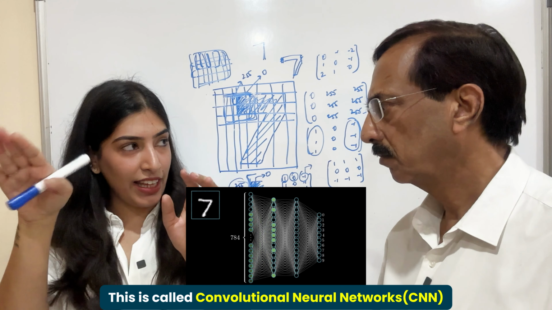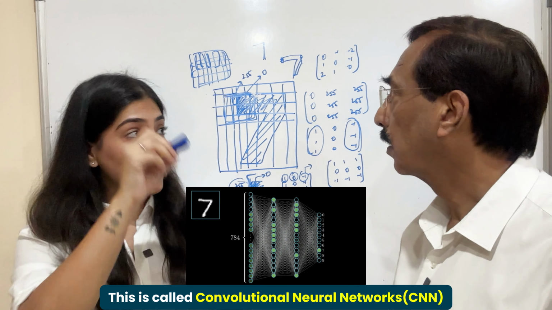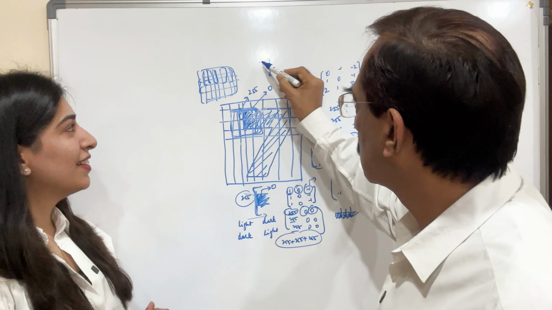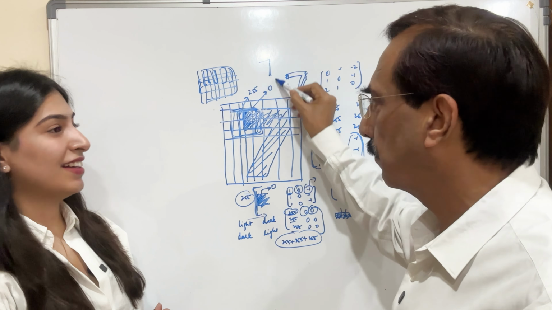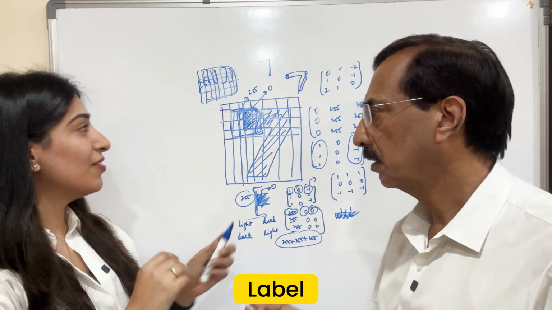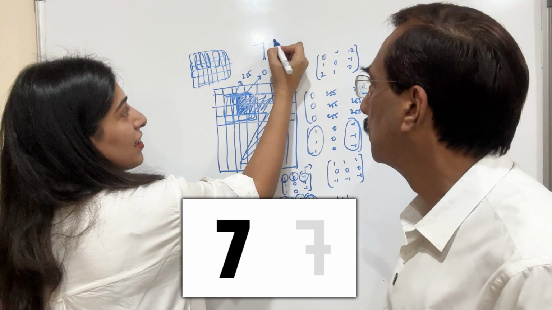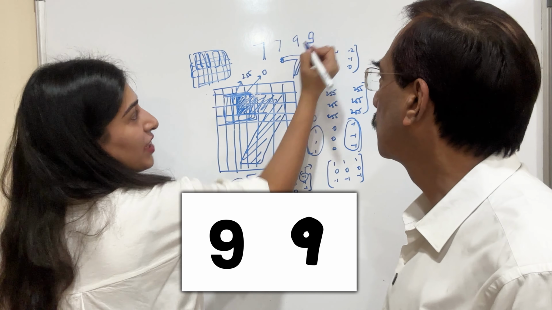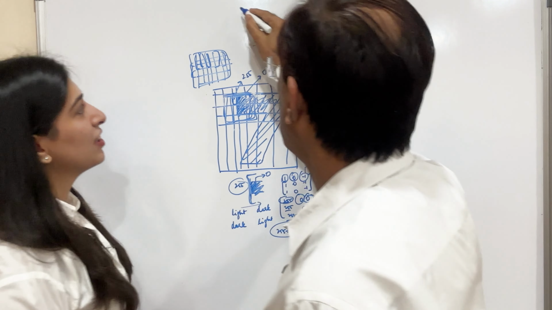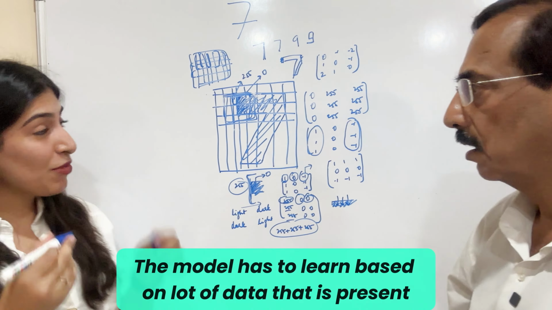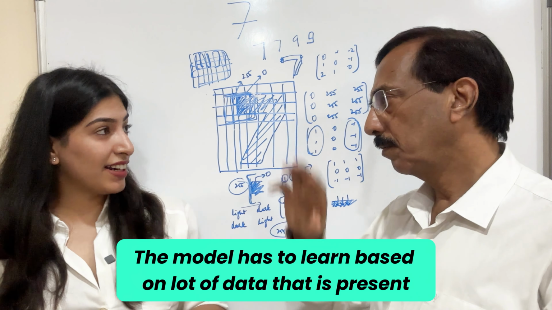There is a horizontal line, there is a vertical line. So all of these images are 7. But your model will have to be trained to call this a 7. Otherwise it may not call it a 7. Correct. So that is a label. So based on a lot of data, we will understand that, oh, this is 7, this is also 7. Like suppose this is 9, but this is also 9. Correct? Like some people may write 7 this way also. So that model has to learn based on a lot of data that is present.